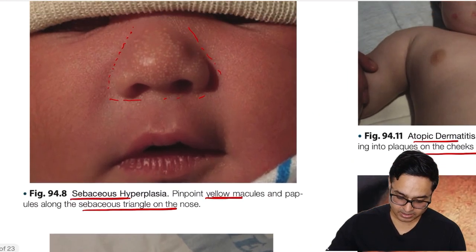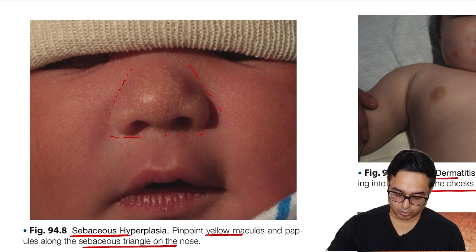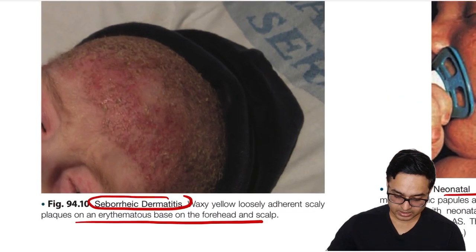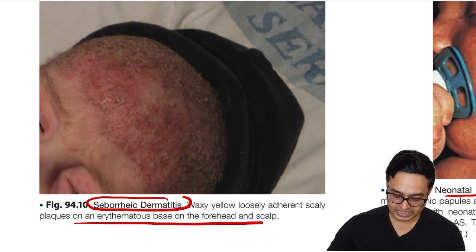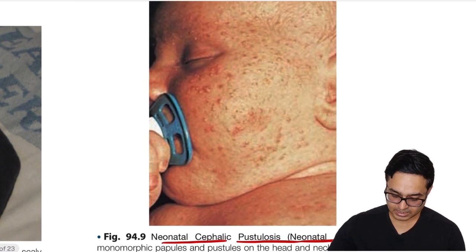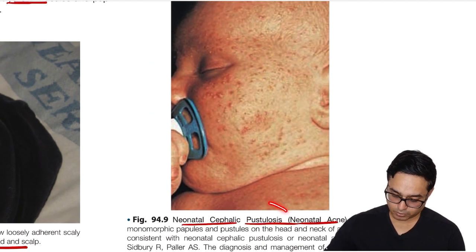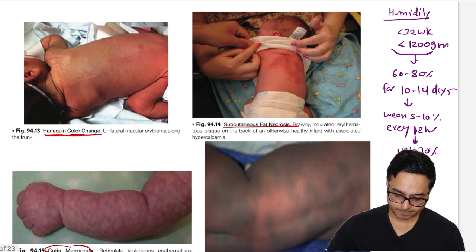Okay, this is sebaceous hyperplasia. This is found around the sebaceous triangle of the nose, with pinpoint yellow macules. Okay, this is seborrheic dermatitis: waxy, yellow, loosely adherent scaly plaques on an erythematous base on the forehead and scalp. Very important. Okay, this is neonatal cephalic pustulosis, which is called neonatal acne. So this is the classical picture of neonatal acne.